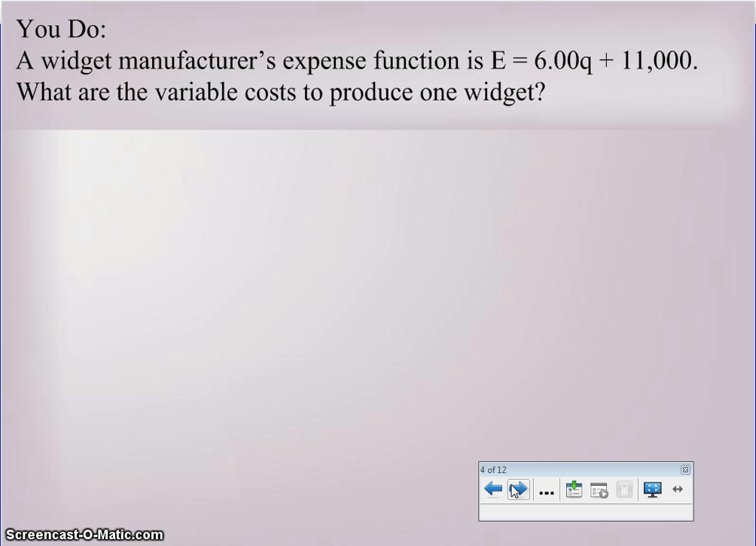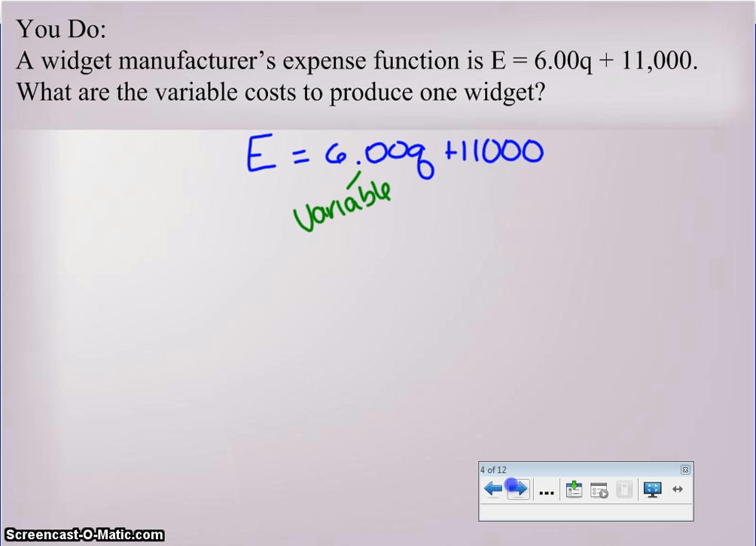Okay, a widget manufacturer's expense function is E equals, and I'm going to rewrite it down here, 6.00Q plus 11,000. So first let's identify that here are my variable expenses to produce the widget, whereas here are my fixed expenses. And it's asking what are the variable costs to produce one widget. One widget then costs $6.